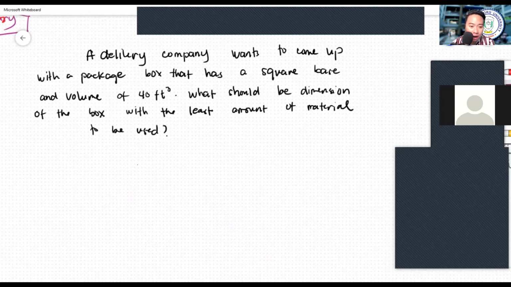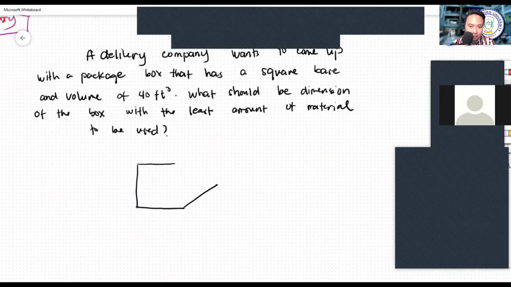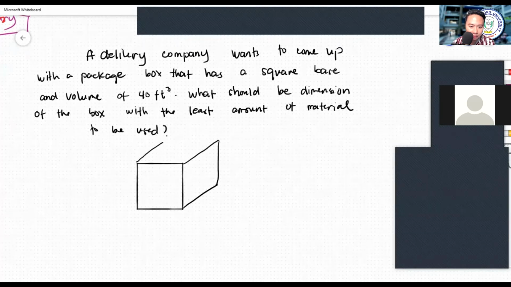I'm going to draw a box. There, that's a box. Now, I'm going to label each side of the box. This is x here, and this is x here, and this is y here.